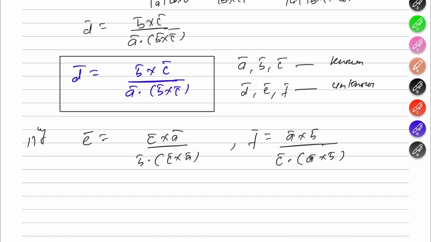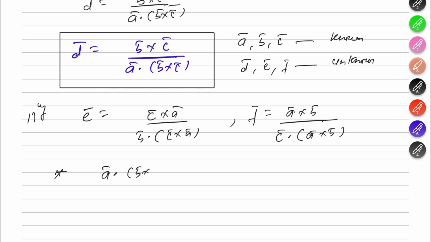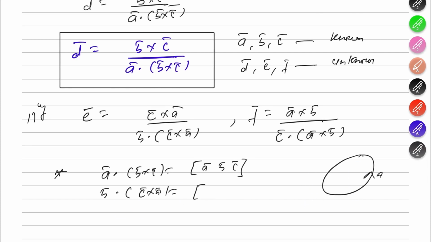Also note that A dot B cross C we can write in box form A, B, C. Similarly, B dot C cross A is also in box form, and since they are in cyclic order, we know the cyclic order remains the same. So B, C, A is also A, B, C, and C dot A cross B is again a cyclic order, that's why this is A, B, C.